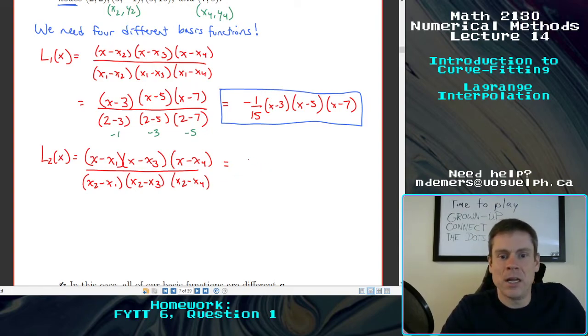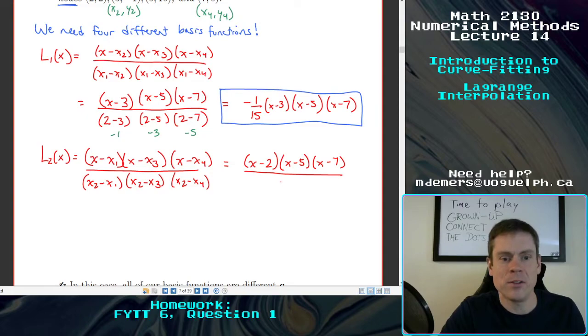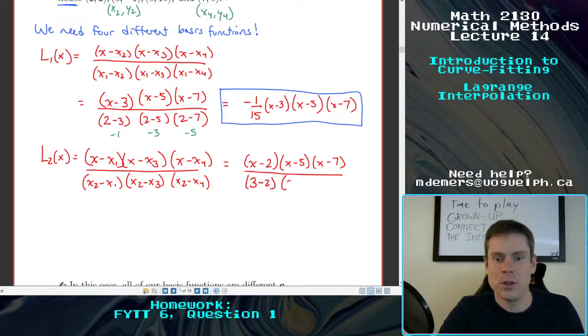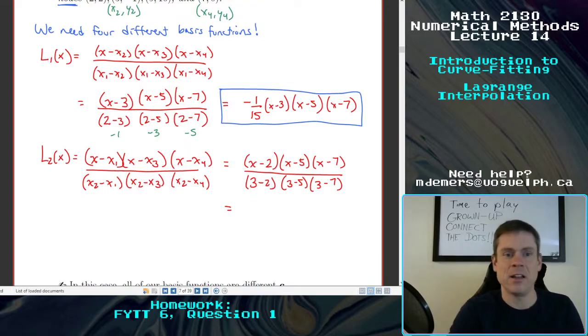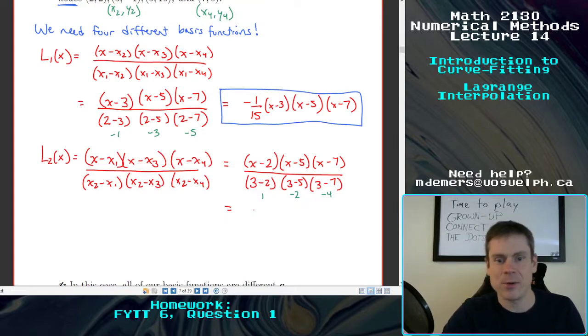This is going to be, what can we really do here? X minus the first x value was 2, x minus 5, x minus 7. The bottom is going to be x2 minus x1, so x2 is 3, so it's 3 minus 2, 3 minus 5, and 3 minus 7. So let's do some quick math at the bottom: 1 times negative 2 times negative 4. It looks like the result's going to be an eighth, right? 1/8. X minus 2, x minus 5, x minus 7. Okay, you start to get the feel for these.